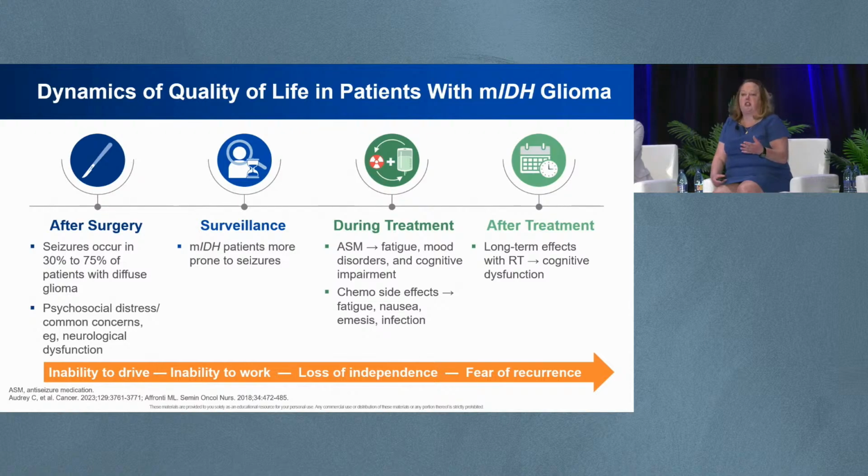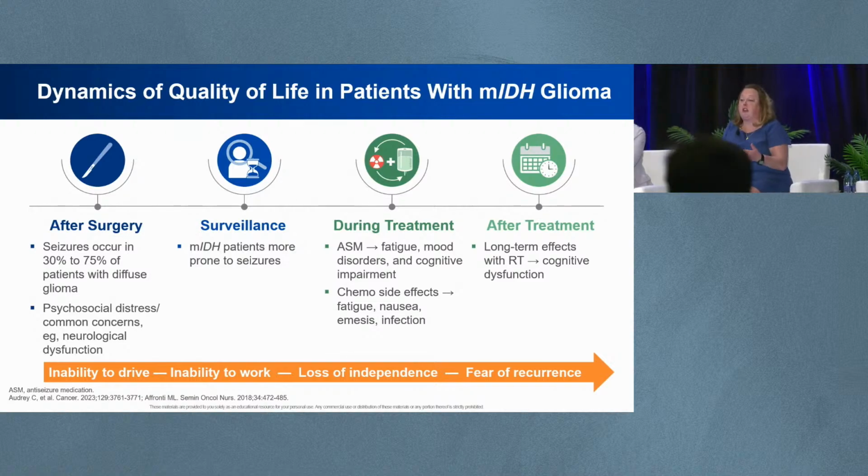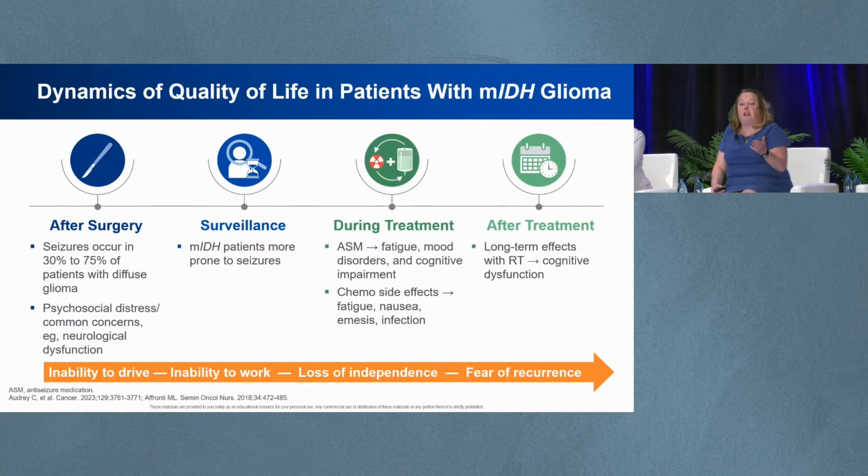And these seizures alone can cause a loss of independence because they can't drive, maybe they can't work. But then there's also the psychosocial distress of having a brain tumor. And when is it going to come back? When you're monitoring this on an MRI, when is essentially the shoe going to drop that you're going to need radiation and chemotherapy, that you're going to need more surgery? Is there something we can do to actually improve progression-free survival?